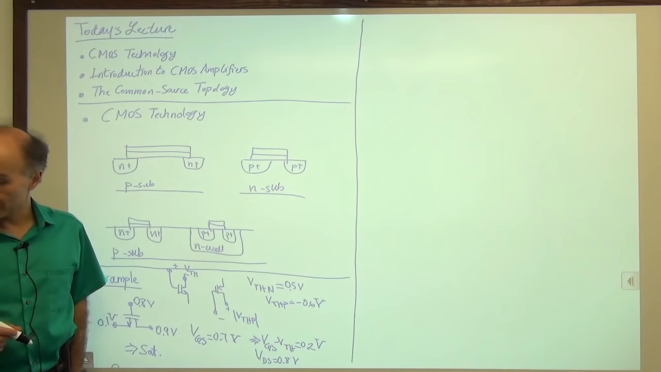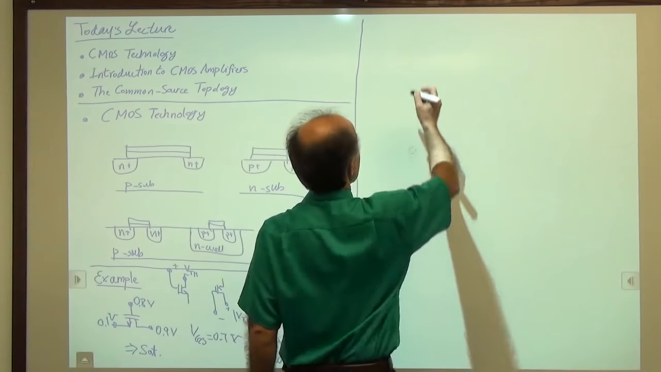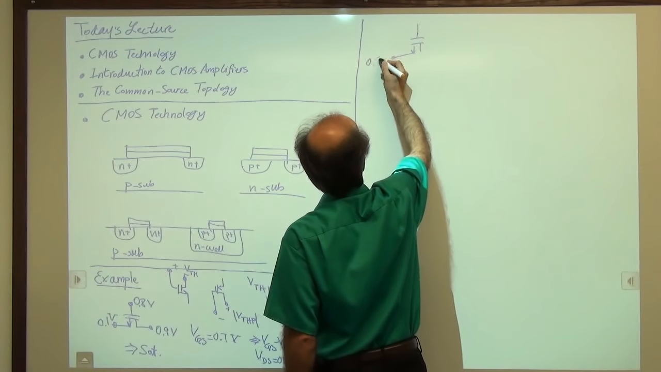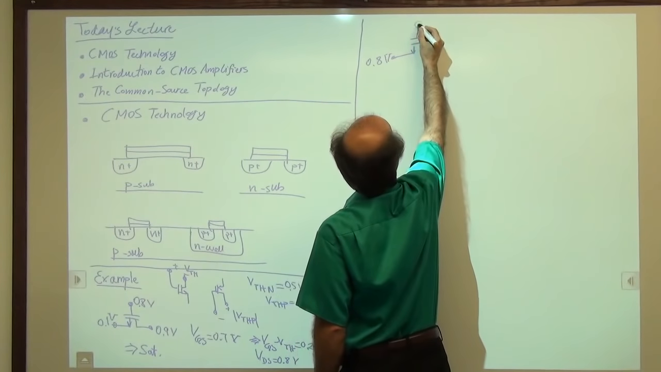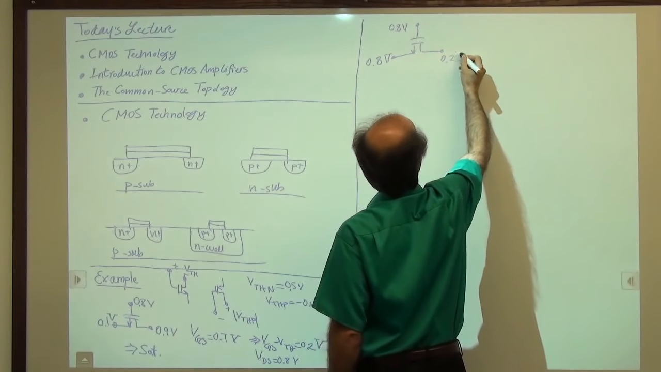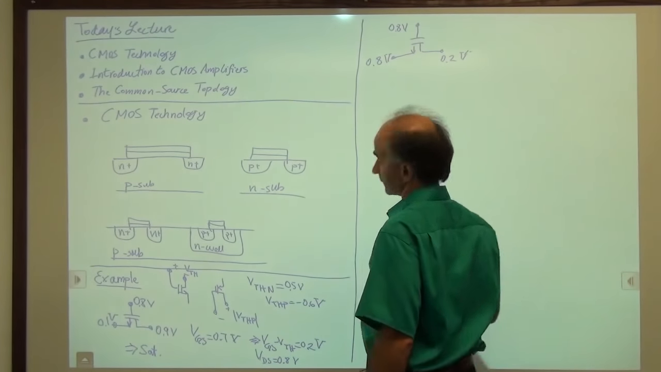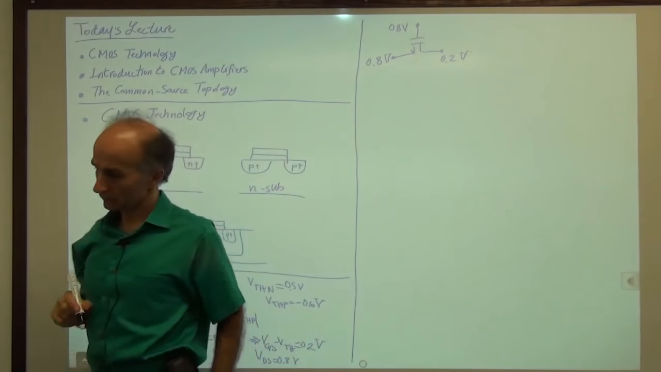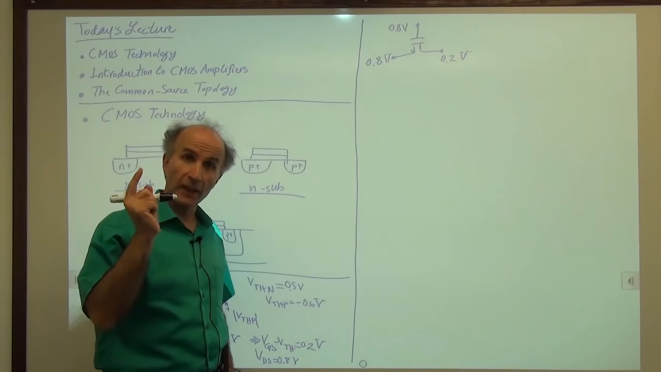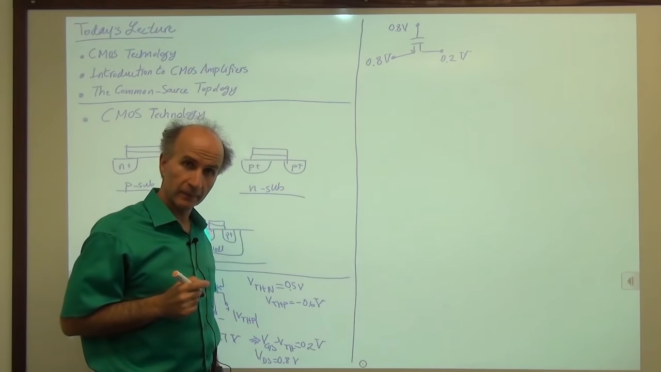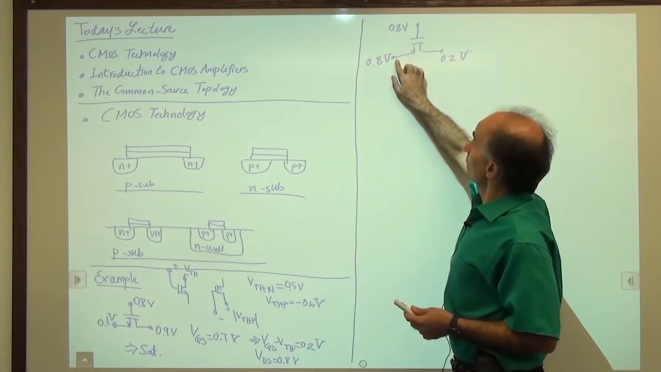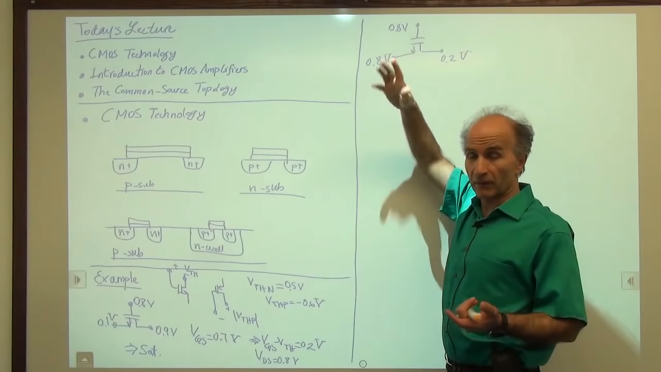Let's look at another circuit where I did this. I have 0.8 volts here, 0.8 volts here, and 0.2 volts here. How about this? Okay, so first question, is this on or is this off? You might say, well, the gate is at 0.8 and the source is at 0.8. The difference is zero, the device is off.